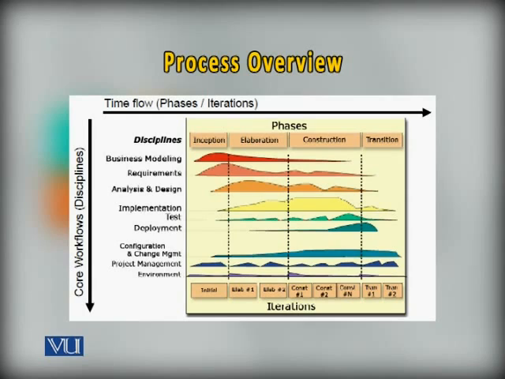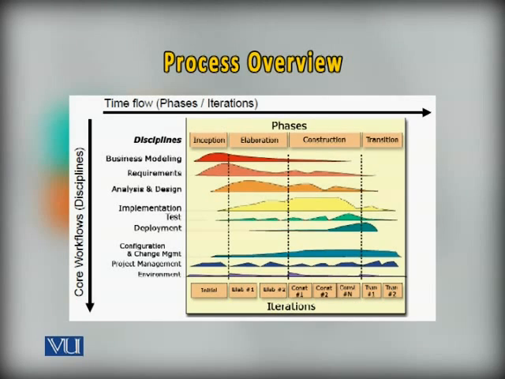Now on the bottom you will see there are elaboration 1, elaboration 2, construction 1, construction 2 and so on. These are basically iterations, and for each iteration the 4 phases will be repeated, meaning inception, elaboration, construction and transition. And for each iteration, the vertical disciplines will be there to manage a particular phase.